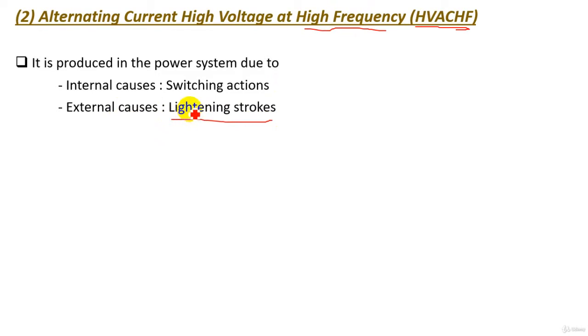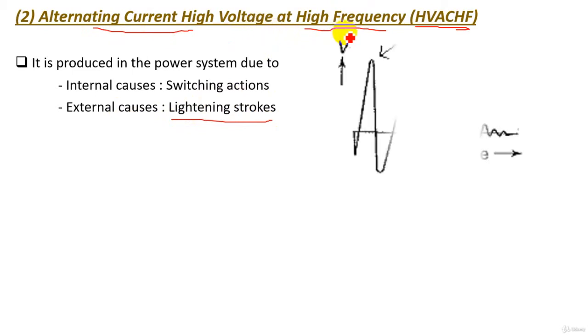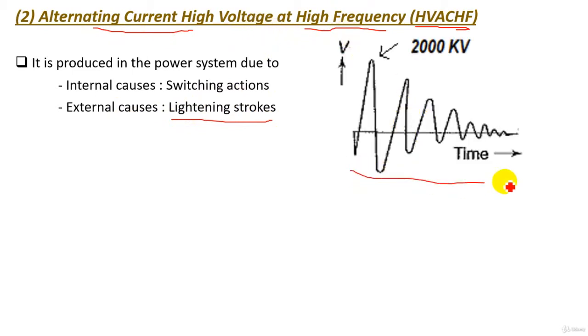Any high voltage equipment in power system may be subjected to lightning strokes or switching actions. If this happens, the insulator will be subjected to this type of voltage, alternating current, high voltage at high frequency. And this is the waveform of this voltage. The frequency here is high, and the peak voltage may be as 2000 kilovolt. This is really a big and high voltage. So we need to produce this type of voltage in high voltage labs to test the insulator under this type of voltage.